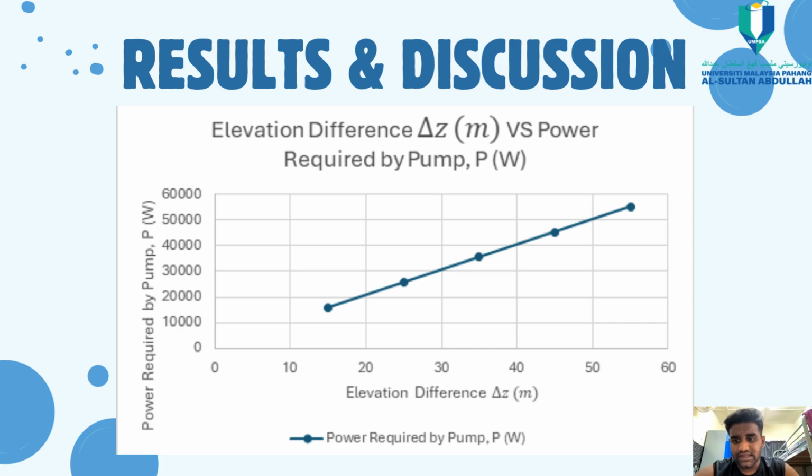This accounts for the linear trend seen in the result, where each increase in elevation difference corresponds to an increase in pump power. Also, the graph is linear, which means that other parameters such as flow rate, fluid properties, and pipeline conditions were kept constant during the calculation. Here, the power requirement is mainly governed by the elevation difference. The result agrees with the theoretical pump power equation, in which the power is proportional to the total head the pump must overcome.